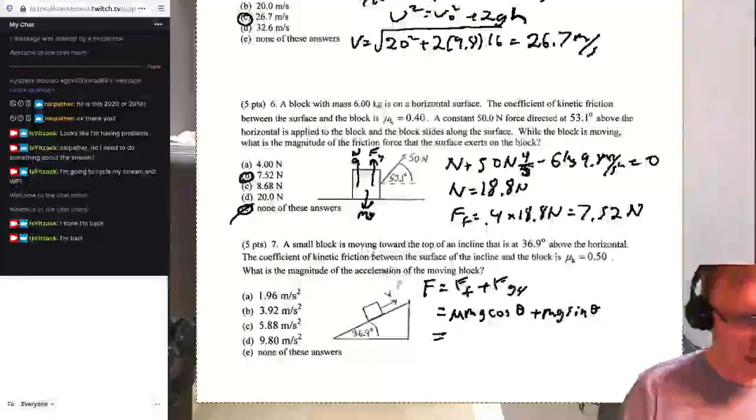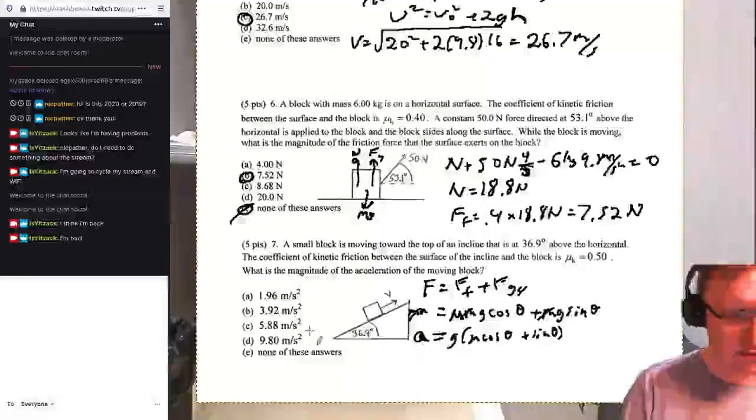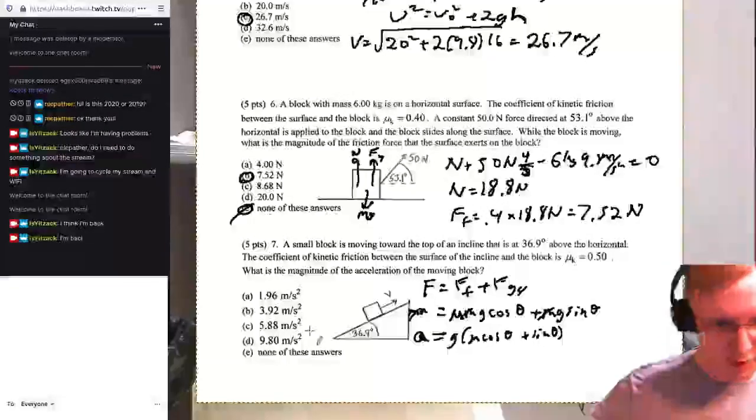Oh, you know what? This is equal to MA. Therefore, I can just immediately cancel out the M's, leaving me with a = g(μ cos θ + sin θ). We know that these add together because the velocity is up the hill, which means the friction is down the hill, which is in the same direction as gravity itself.